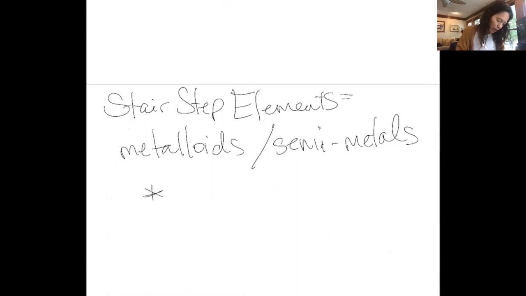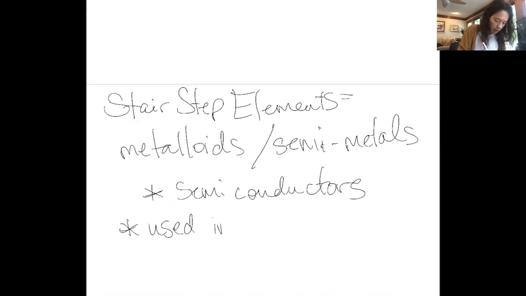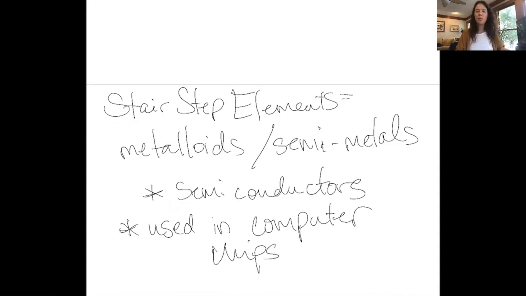And what they are, excellent. No, they're not excellent. Oops. They are semiconductors. Several of them are used in computer chips, and they're better than metals for that purpose. That's about all you need to know, and I'm going to end it there. Please take your notes, ask me whatever questions you have.